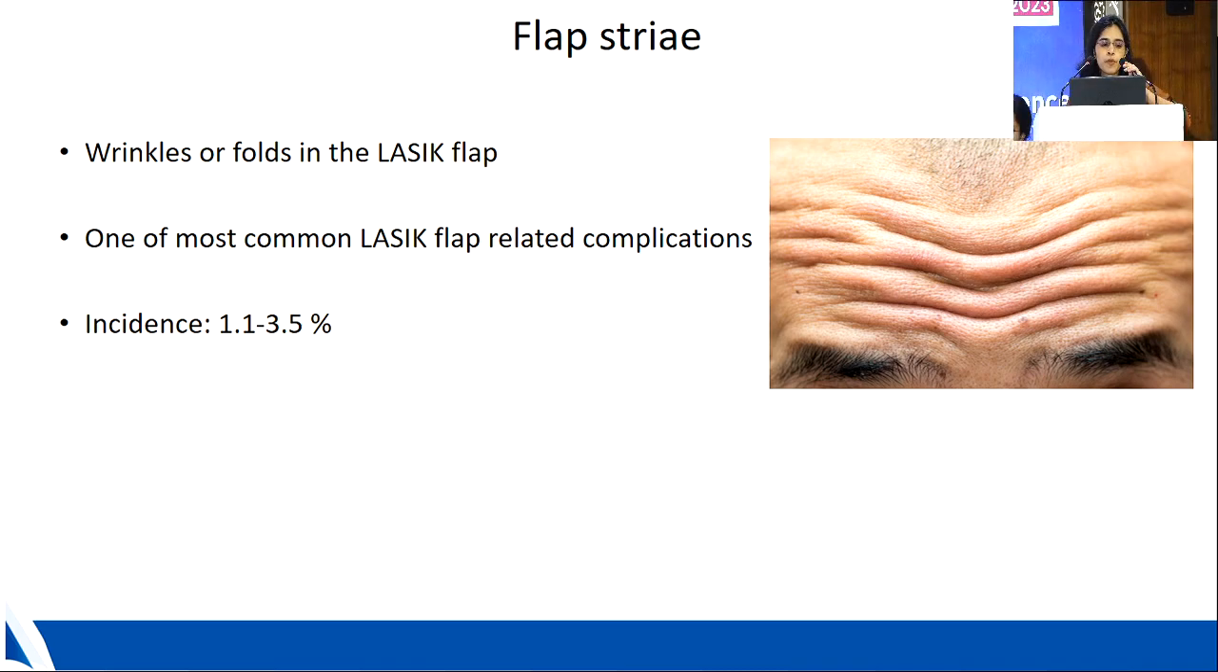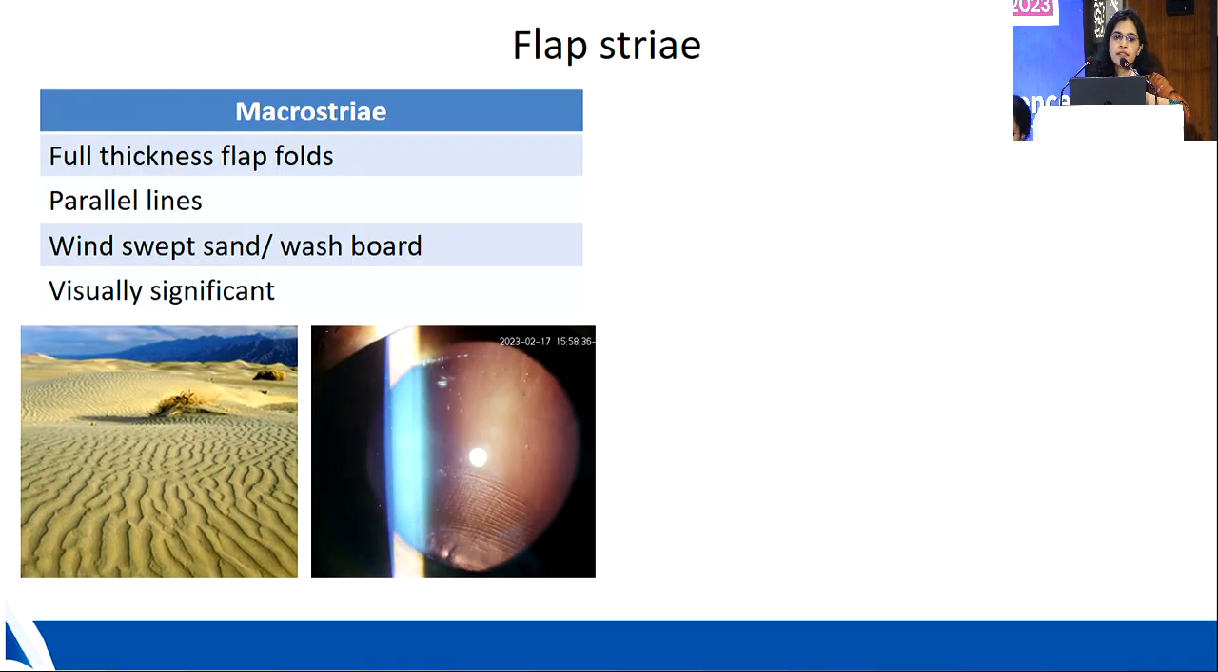Various studies have reported an incidence of around 1.1 to 3.5%. Based on the size of the striae and the involvement of the thickness, they have been broadly classified as macro striae, which are full thickness flap folds. They are seen as parallel lines, which look like windswept sand and washboard. They usually cause visual blurring, and they are visually significant.